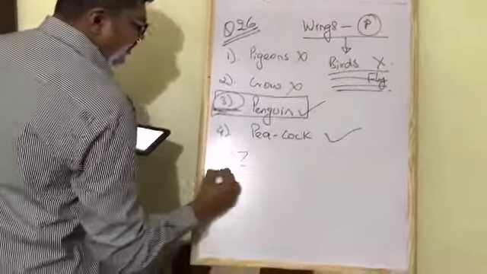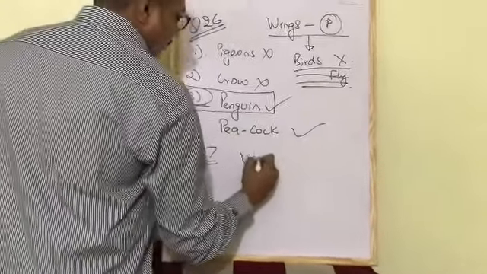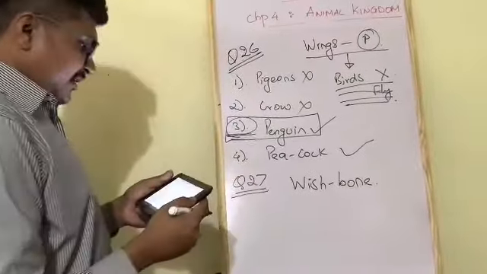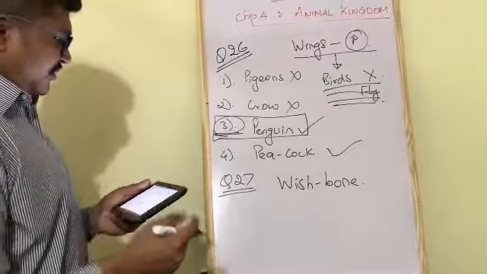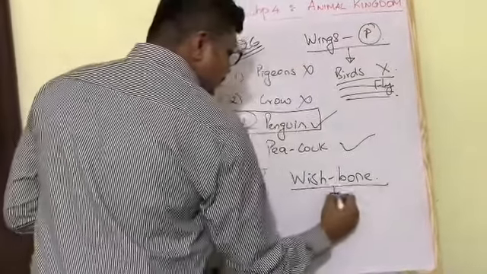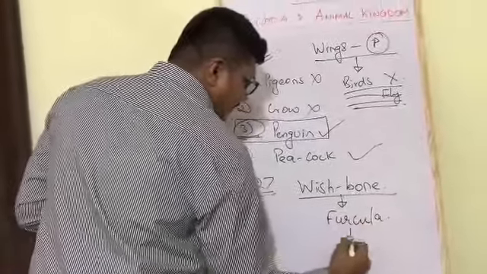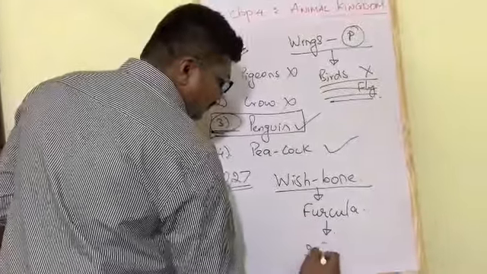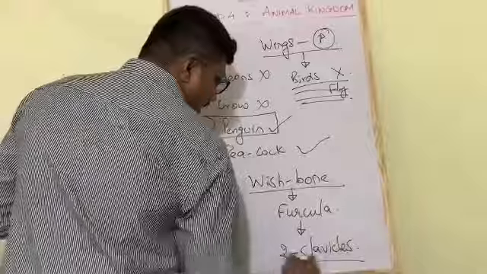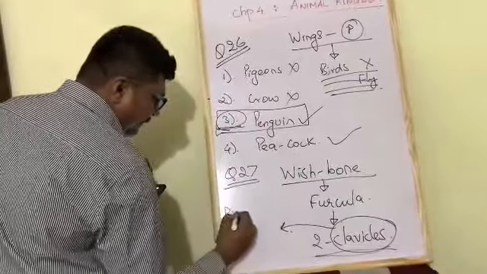Next we go to question number 27. Question number 27 is talking about wishbone. And the question is already saying that the wishbone of the bird is derived from. So wishbone is present in the bird, it is telling. But what is wishbone? Wishbone is also called furcula. And this furcula is made up of the joining of 2 clavicles present in the birds. And we all know that clavicles are part of the pectoral girdle.